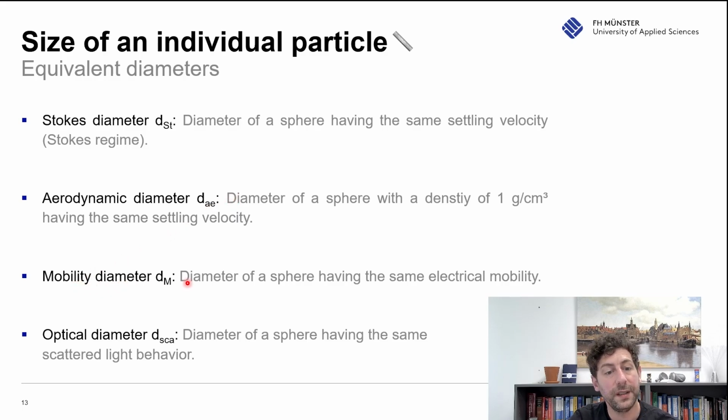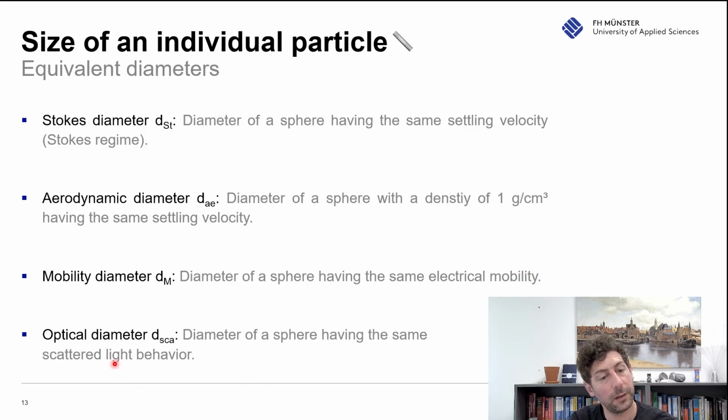Then we have the mobility diameter, the diameter of a sphere having the same electric mobility. So I charge my particle and I send it through an electric field, and it will move in the electric field because it's charged. And there will be a sphere, same density, same charge, which has the same speed, same mobility. That will be the equivalent diameter.